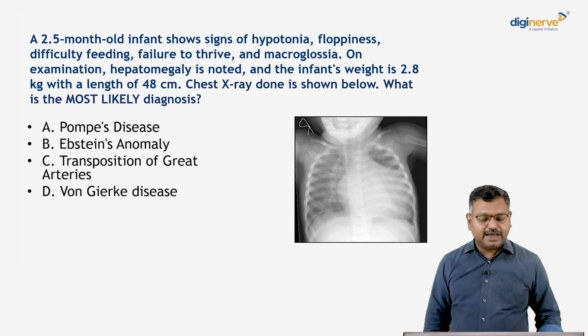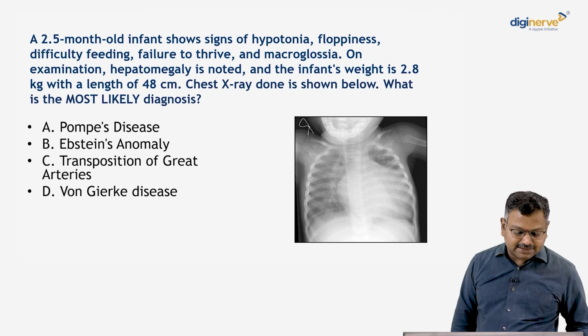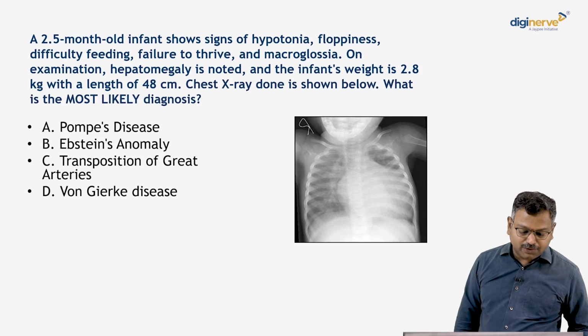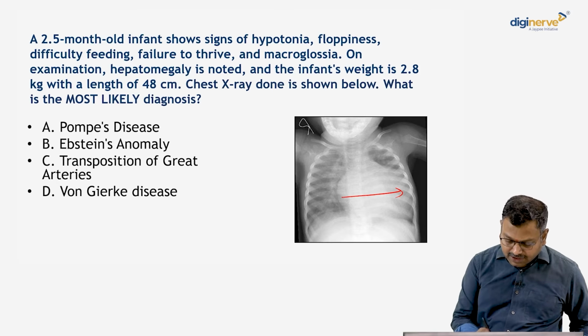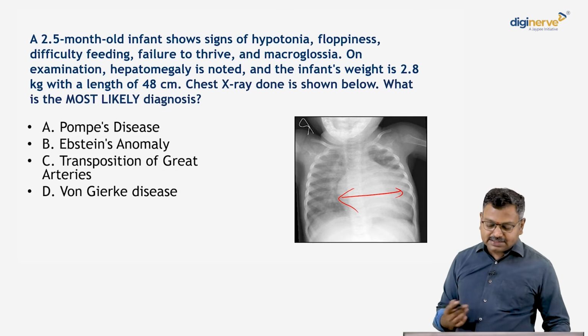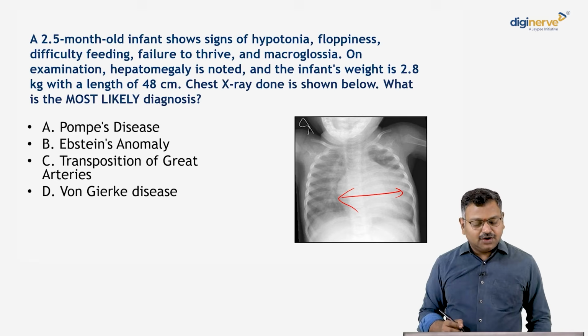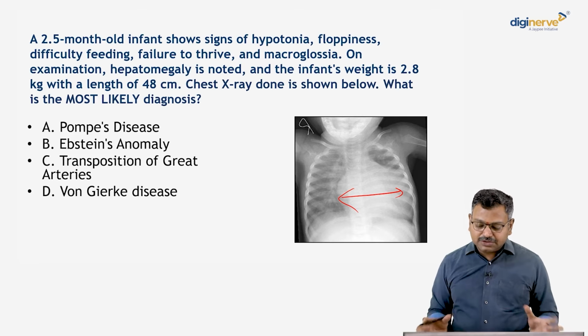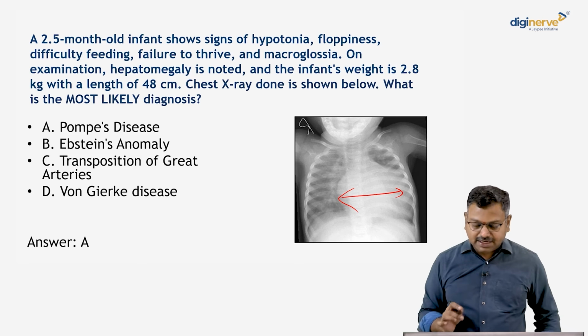A 2.5-month-old comes with hypotonia, floppiness, difficulty in feeding, macroglossia. On examination, you find that the patient has hepatomegaly, weight is 2.8 kgs, length of 4.8 centimeters, and you find a gross cardiomegaly on an X-ray. What is this disease this patient is suffering from? Is it Pompe's, Ebstein's, TGA, or von Gierke's? So glycogen storage disease, very characteristic. This is the Pompe's disease that would come.